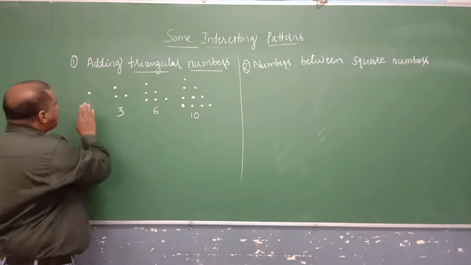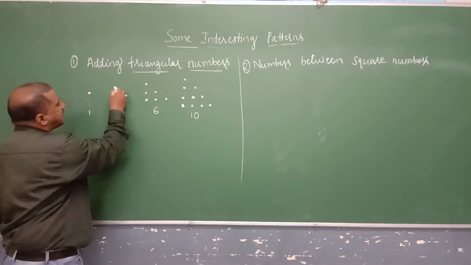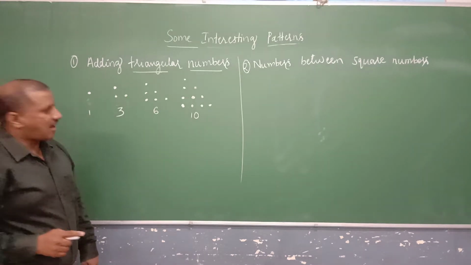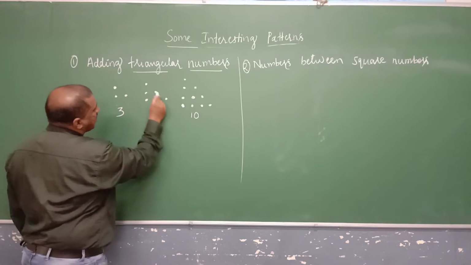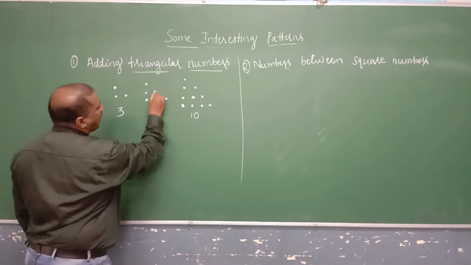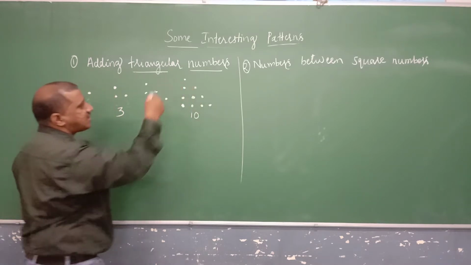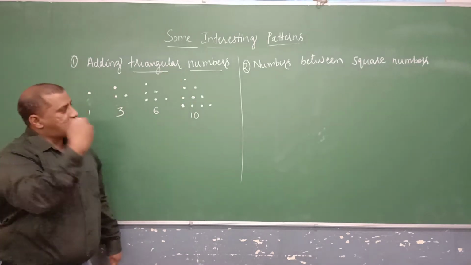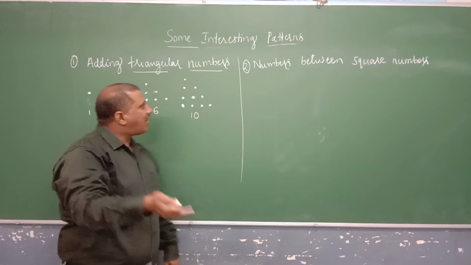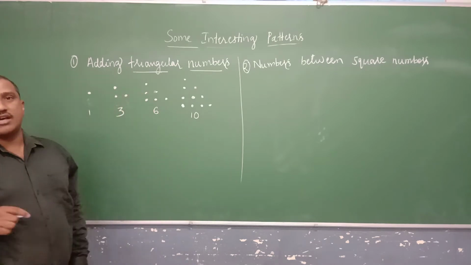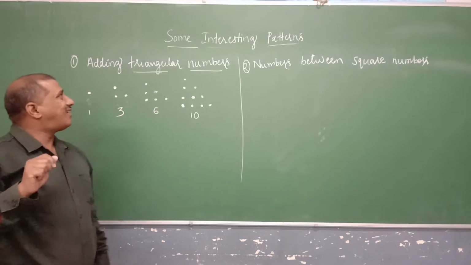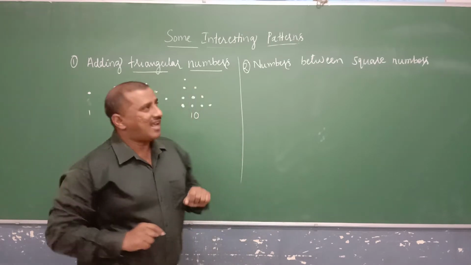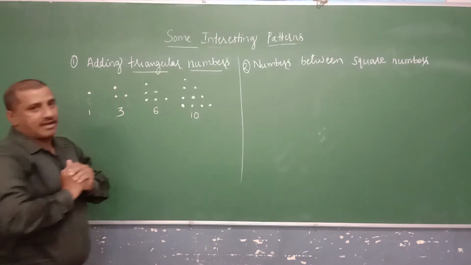For example, you take these three dots. If you join these three dots, you will get a triangle. Similarly, if you join six dots, you will get a triangle. Then 10 dots, if you join, you will get a triangular shape. Next is 15 dots, which also give a triangular form. These kinds of numbers are known as triangular numbers. So what are triangular numbers? The numbers whose patterns can be written in the form of a triangle are called triangular numbers.